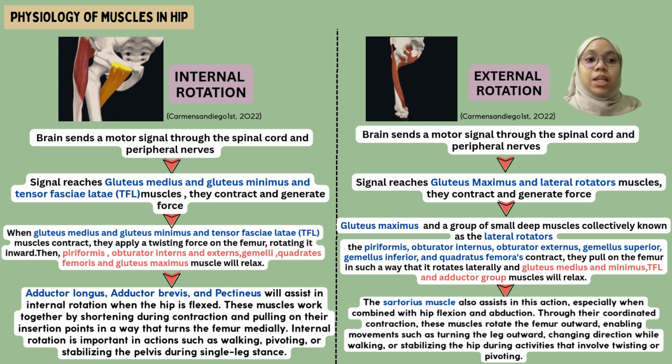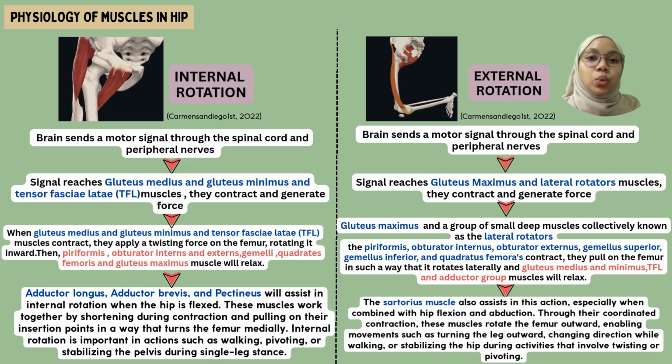When all of these muscles start to contract, they will pull on the femur in such a way that it rotates laterally. Other muscles like gluteus medius, gluteus minimus, TFL, and the adductor group will be relaxed during this time. Other muscles like the sartorius muscle also help in this action, especially when combined with hip flexion and abduction.